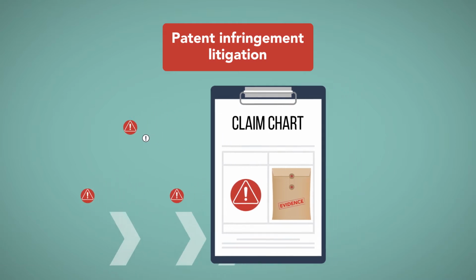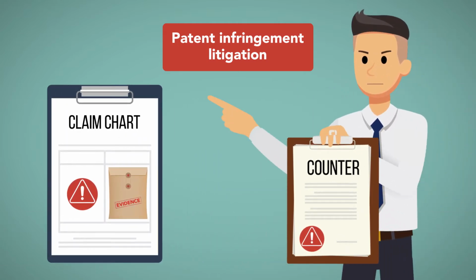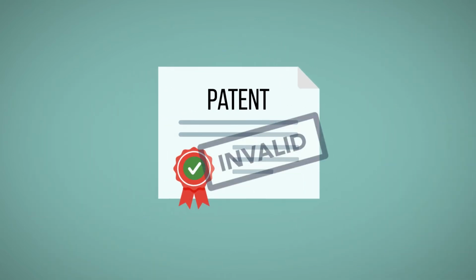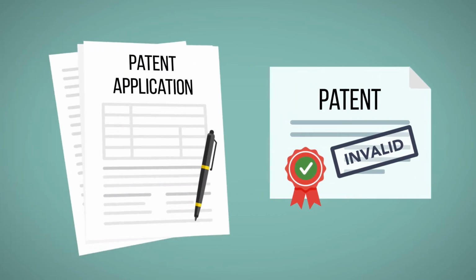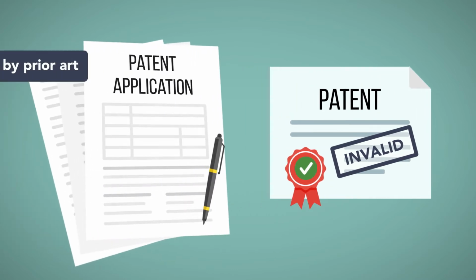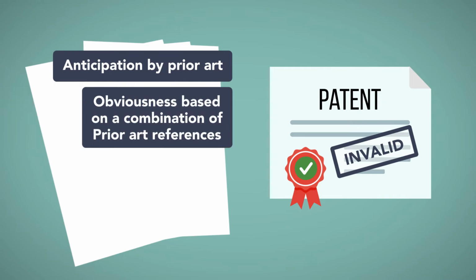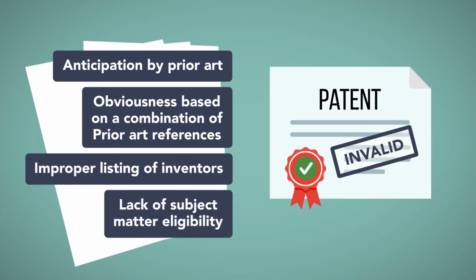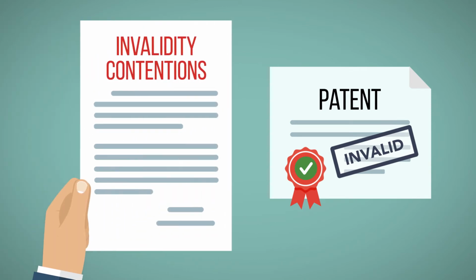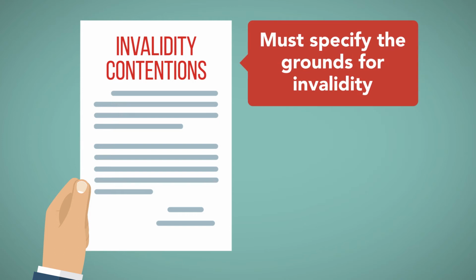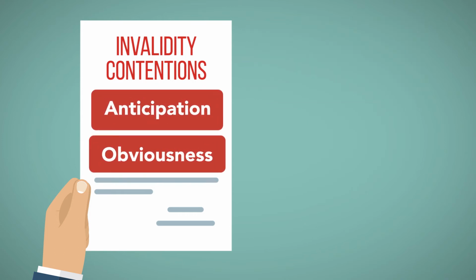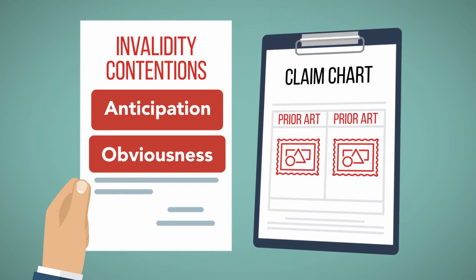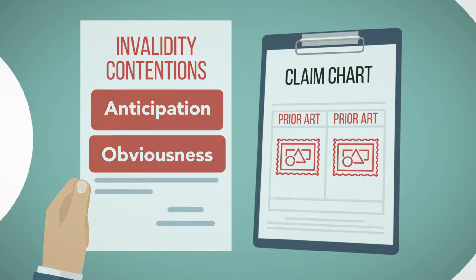Following service of the infringement contentions, the alleged infringer must provide detailed invalidity contentions if it wishes to challenge the validity of the patent. Patents can be invalidated for any of the reasons they could have been denied at initial application, including anticipation by prior art, obviousness based on the combination of prior art references, improper listing of inventors, and lack of subject matter eligibility. The accused infringer's invalidity contentions must specify the grounds for invalidity. For any anticipation or obviousness defenses, the accused infringer can provide a claim chart showing where each element of each asserted claim is found in the prior art.